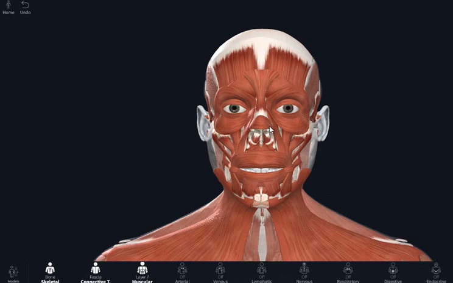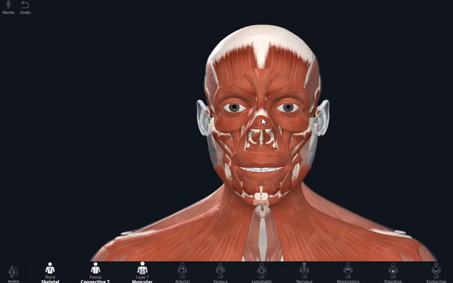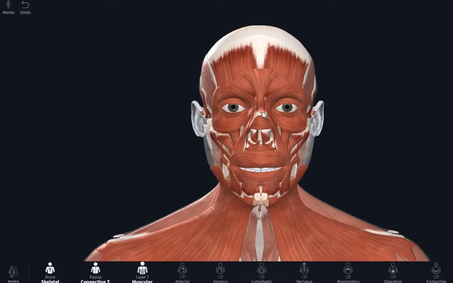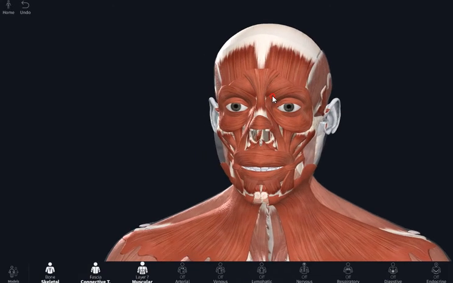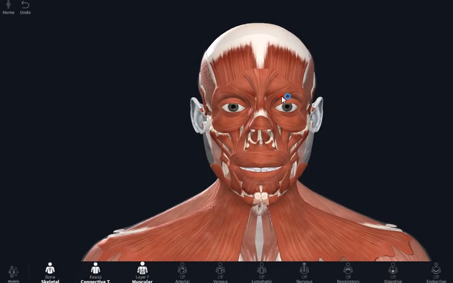In this tutorial, we are going to see the muscles of the head. Now, we are going to divide the muscles of the head from superficial to deep. But the first thing to note is that there are three major classes of muscles of the head.